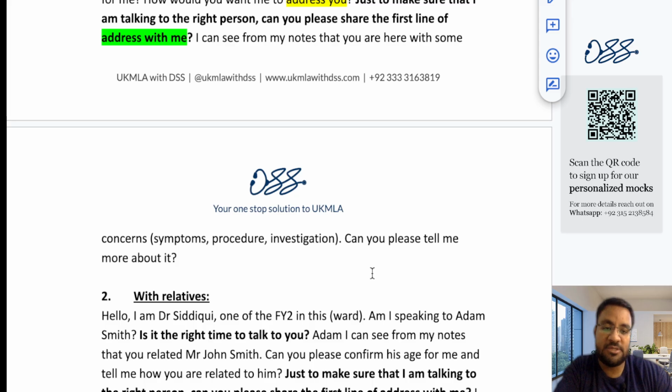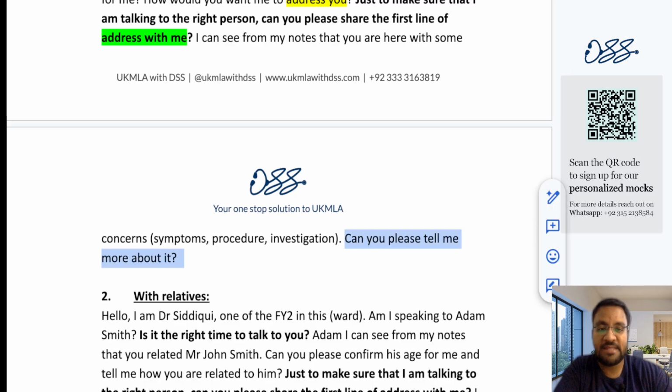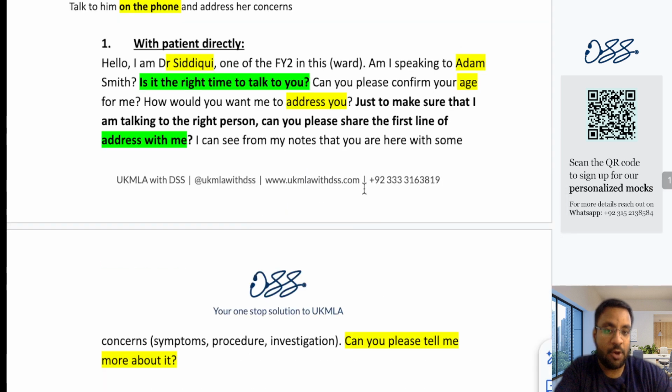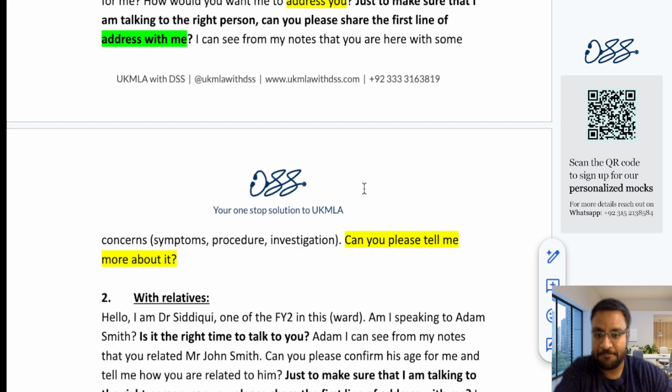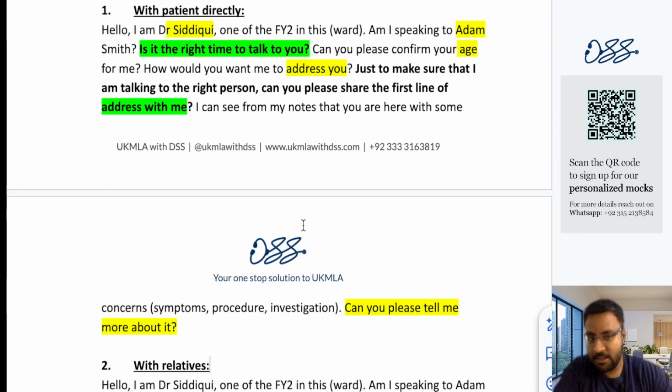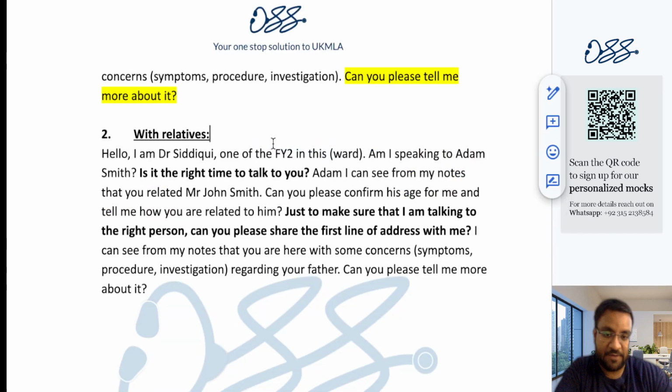And then you would just continue: I can see from my notes that you're here with some concerns. Can you please tell me more about it? That is the open-ended question. You can see that in all the variants, the open-ended question remains the same. I hope that I've made it very clear so far.